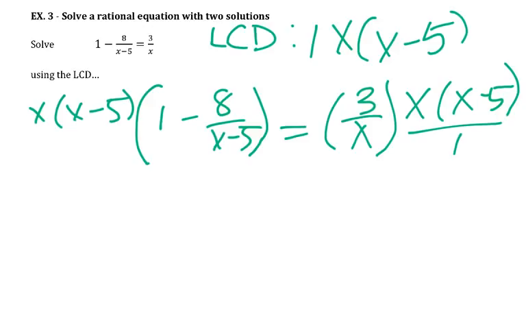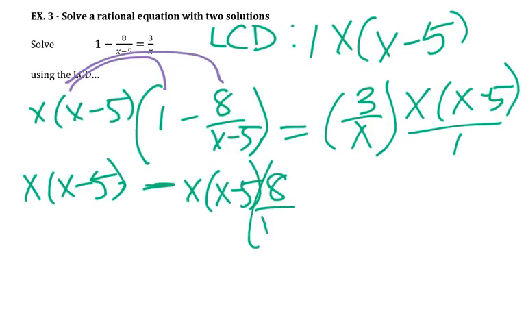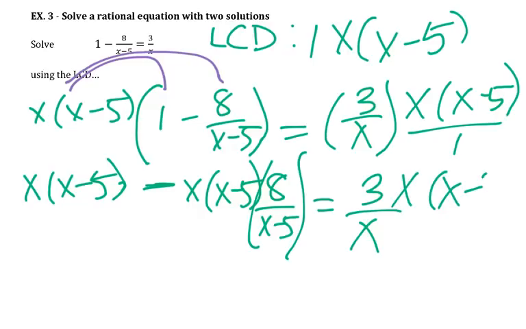So I'm going to distribute x times x minus 5 to the 1, and then distribute it to 8 over x minus 5. So I have x times x minus 5 times 1, but I don't need to write the times 1, minus x times x minus 5 times 8 over x minus 5 equals 3 over x times x minus 5. And I can just make that one big fraction because we know when we multiply fractions, we multiply across the top and across the bottom. And now we're ready to do some canceling.